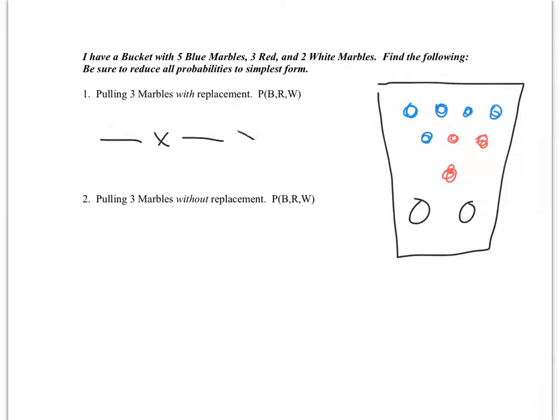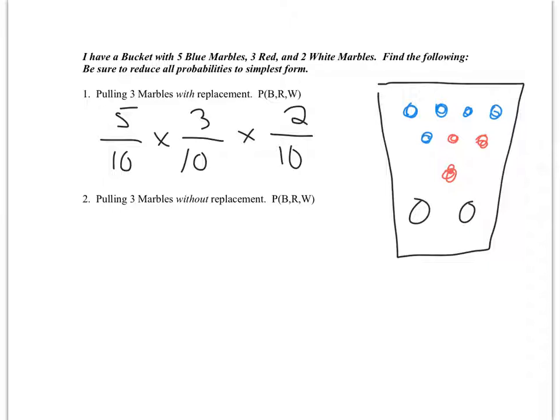So I'm going to have 3 events, so I'm going to have 3 fractions. First thing I want to know is what's the probability of pulling a blue? Well, it's 5 out of 10, because I have 5 blues out of a total 10 number of marbles. I pull that blue one out, I put it back in. Now I want to choose a red one. Well, I have 3 out of 10 chances of getting a red one. Put that red one back in, and now I want to get a white one. I know I have 2 of those, so it's a 2 out of 10 chance of getting a white one.